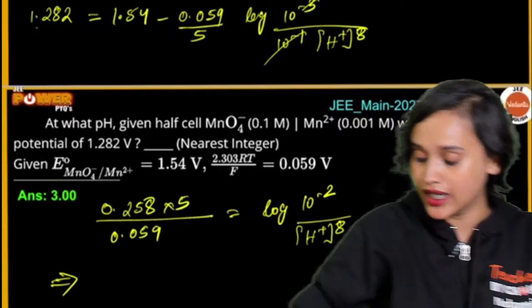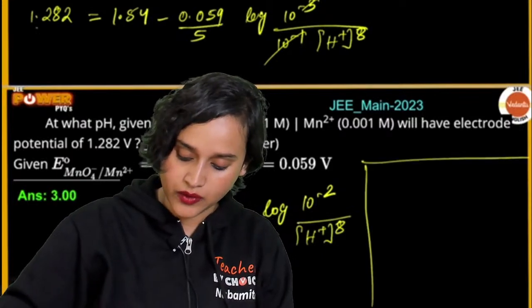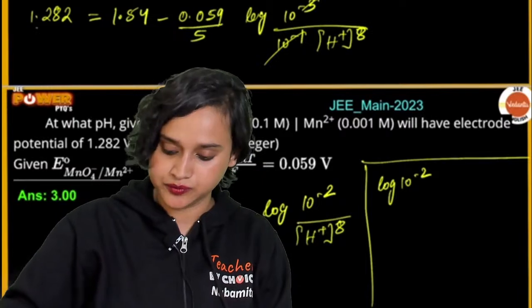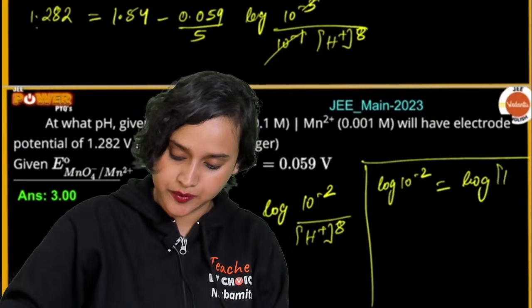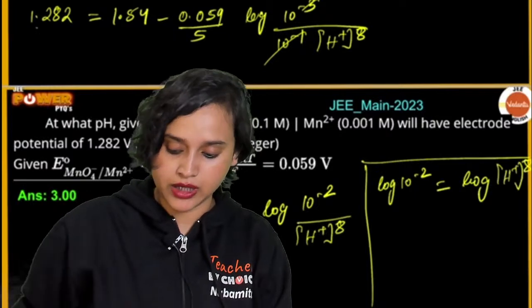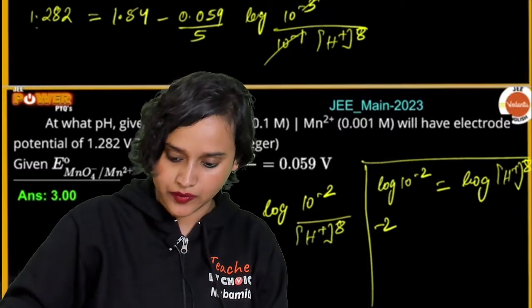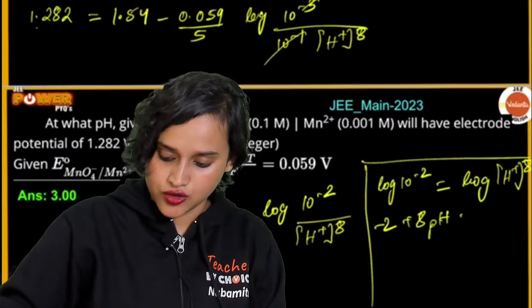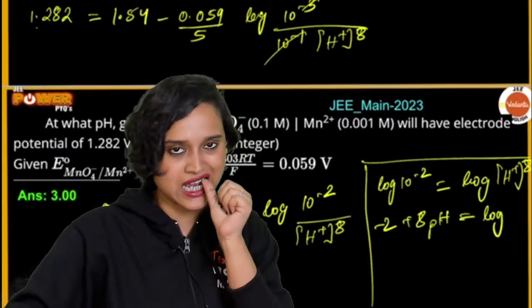Till that time, let me do the rough work for you. Now see, log of 10 to the power minus 2 is equal to log H plus to the power 8. That means minus 2 plus 8 is going to be your pH. So that is equal to log of H plus.